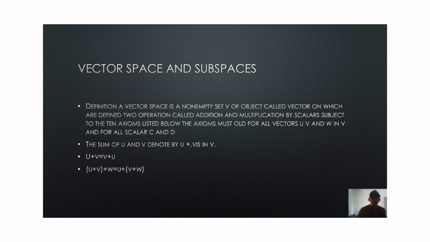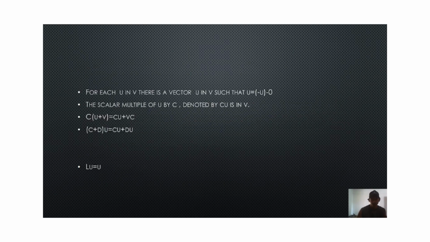The sum of u and v, denoted by u plus v, is in V. u plus v is equal to v plus u. u plus v plus w is equal to u plus bracket open v plus w bracket close. For each u in V, there is a vector minus u in V such that u plus bracket open minus u bracket close is equal to 0.